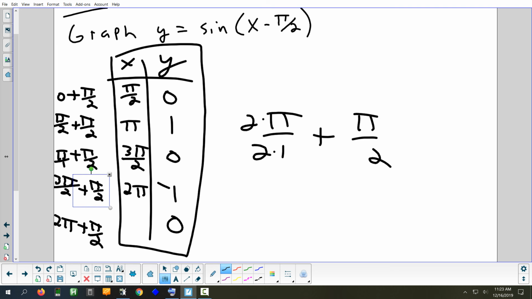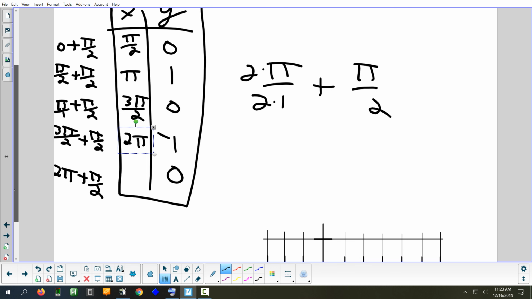Or 2 pi. Now, I'm going to go back to the version before you reduced it. I want you to notice something. 1 pi over 2, 2 pi over 2, 3 pi over 2, 4 pi over 2. What do you think the last one is? Don't think too hard. 1 pi over 2, 2 pi over 2, 3 pi over 2, 4 pi over 2. 5 pi over 2.